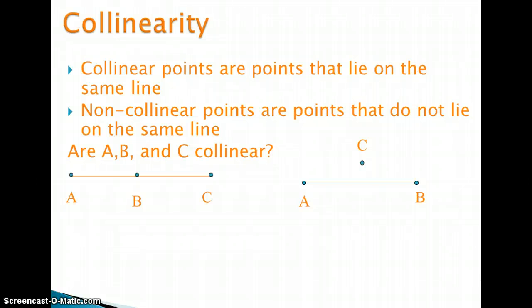The second one, however, points A and B are definitely collinear, and actually if we grab any 2 points, they'll be collinear, but all 3 are not part of the same line. In fact, they're going to form a triangle. Anytime you have just 2 points, they will always be collinear. You can always make a line out of 2 points.